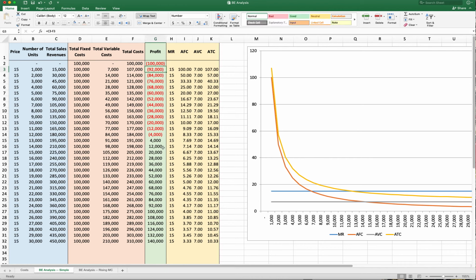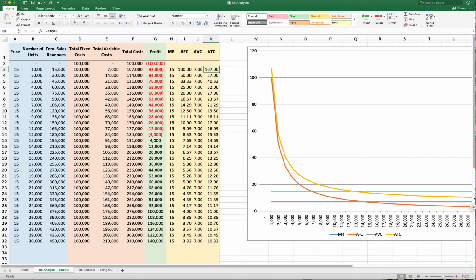So you start off not making a very good profit. And then marginal revenue is the price here, so it's 15. Average fixed cost is the fixed cost divided by the quantity. Average variable cost is the total variable cost divided by the quantity, and average total cost is all calculated the same way. So what does this show us? Well, it shows us this. Here's our average total cost line.